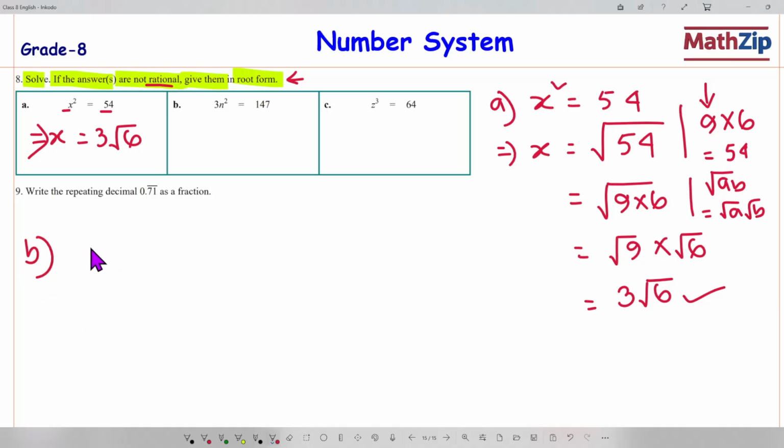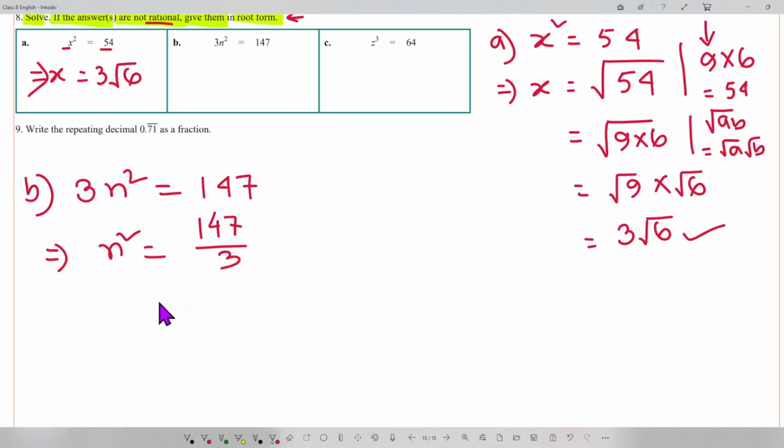Number B, here is 3n squared equals 147. So first we can divide both sides by 3. So n squared equals 147 by 3. 147 divided by 3 is 49 and this is n squared. Now we take the square root of both sides. So n equals 7. 7 is a rational number. That's why we can write number B, n equals 7.